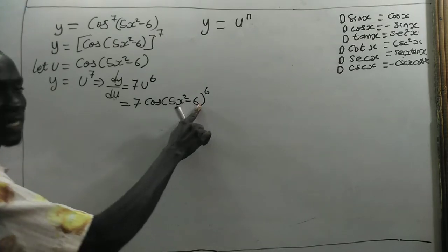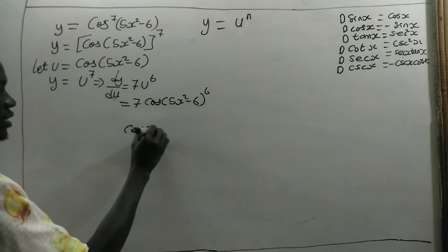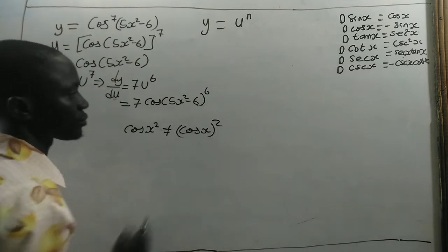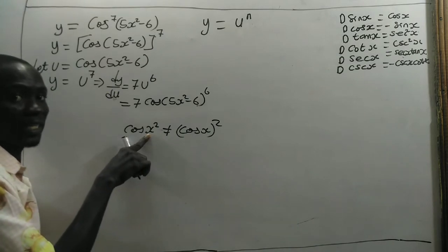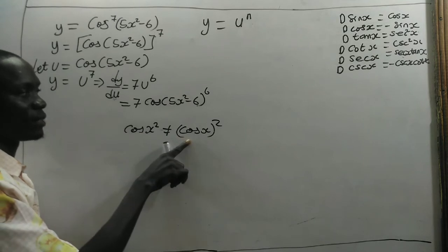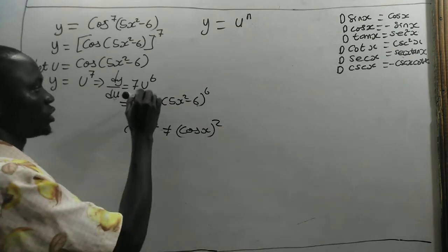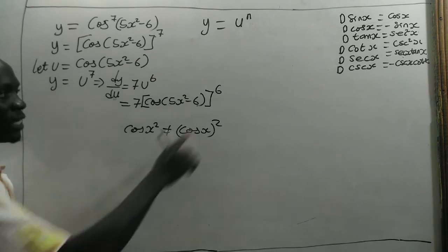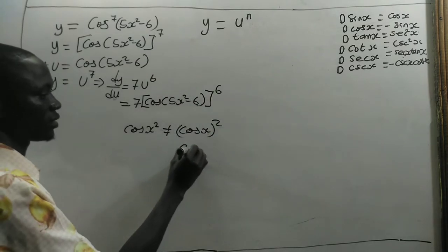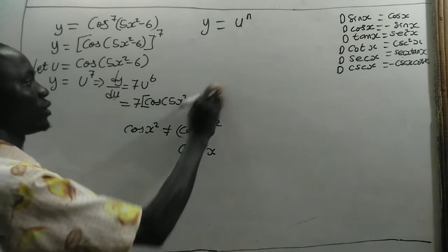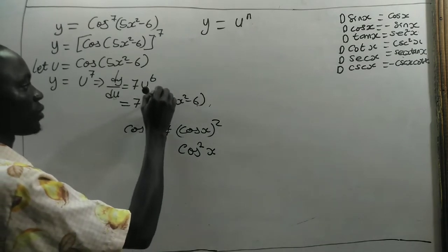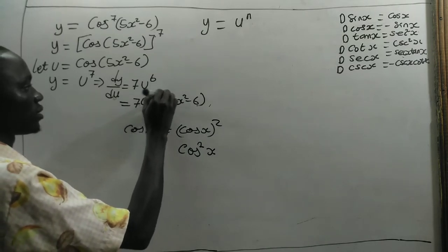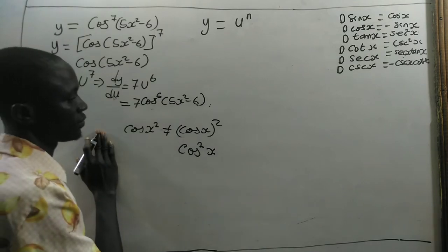Please don't put the power 6 on this, because there's a difference between cosine squared x and cosine of x all squared. Here, this means that you square x, and after that, you find the cosine of the answer. This means that you find cosine of x, and after that, you square. So here, put this in brackets and bring the power 6. This is the same as writing cosine squared x. So here, we are going to clean this and bring the power 6 on top of the cosine. That is how it is. So note it very carefully.